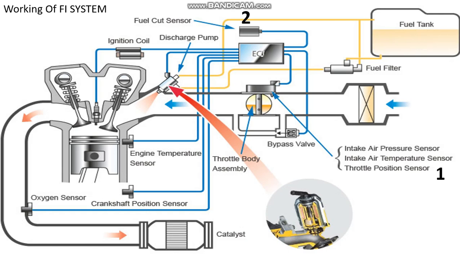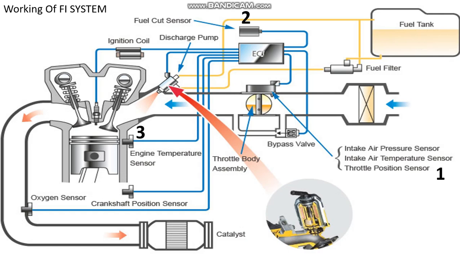Second is the fuel cut sensor. The fuel cut sensor is used to cut the fuel line when the vehicle is in an accidental condition. When your vehicle falls down, it cuts the fuel supply so that the engine can be stopped. Third sensor is the engine temperature sensor.